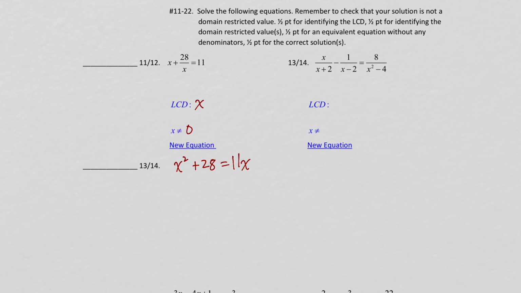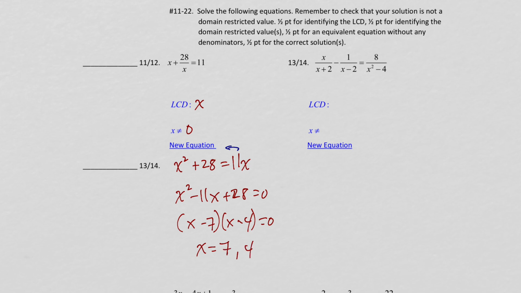So now this is a quadratic, so I'll solve it by setting it equal to 0, move that over. And I'll factor. So I'll get x is equal to positive 7 and positive 4. Before I write it down as my solution, I got to remember to check my restricted value, which is 0. So these are okay. So 7 and 4.